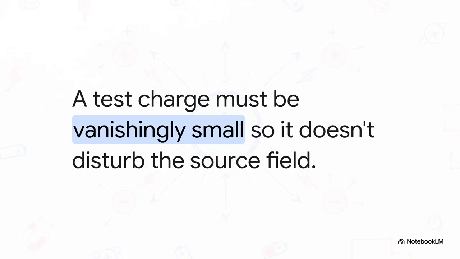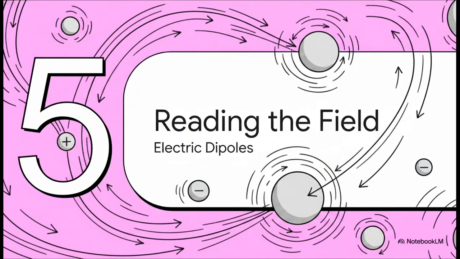Why is that? Well, if our test charge was too big, its own electric field would start pushing and pulling on the original charge we're trying to measure. It would totally mess up the very measurement we're trying to take. By making it infinitesimally small, we can perfectly map the field without disturbing it. Finally, Section 5. Reading the field and looking at electric dipoles.